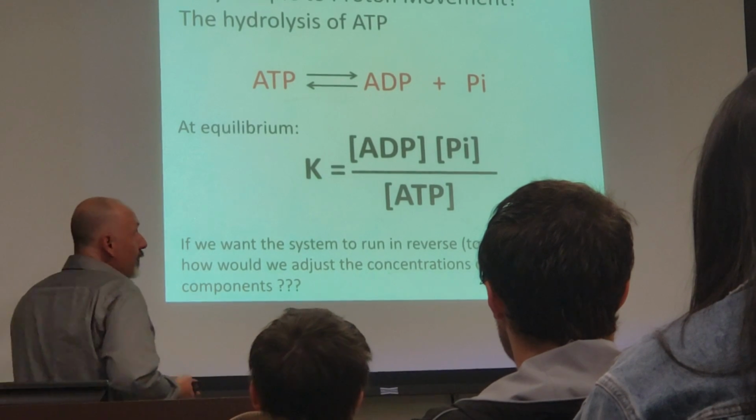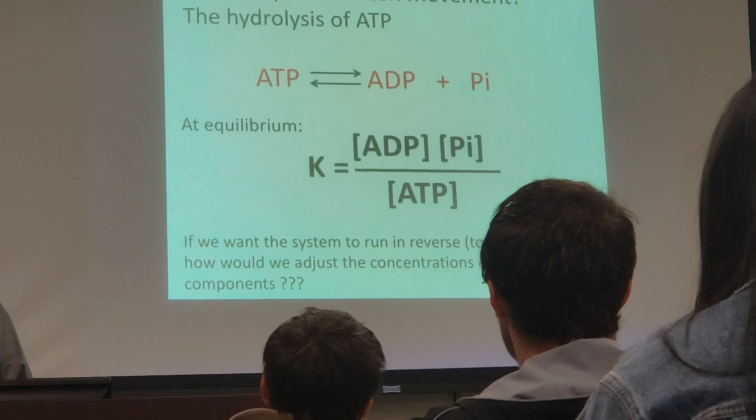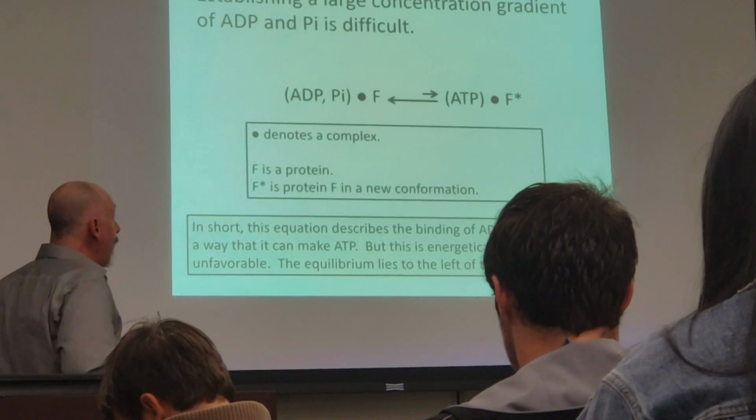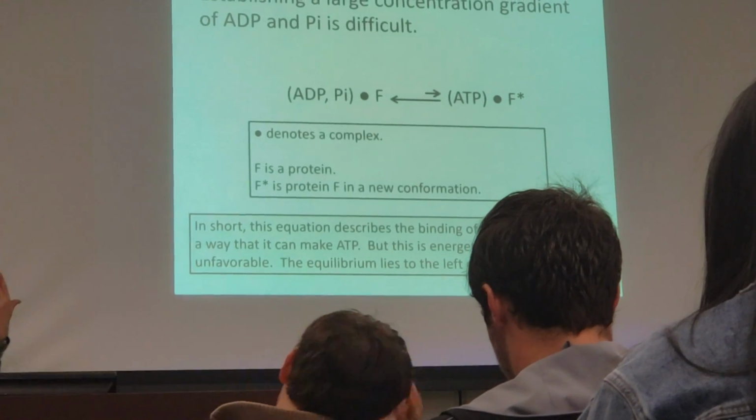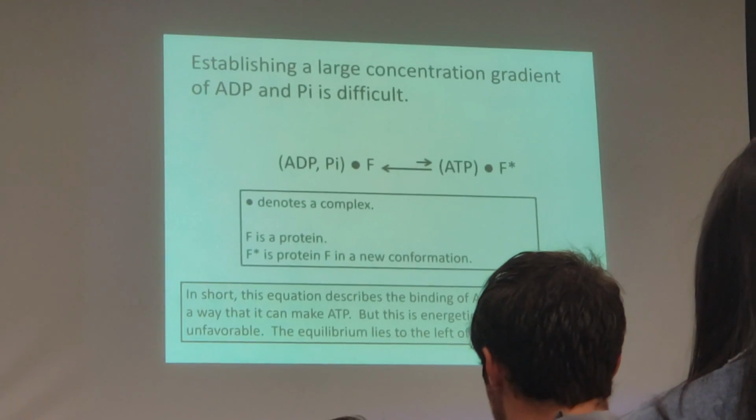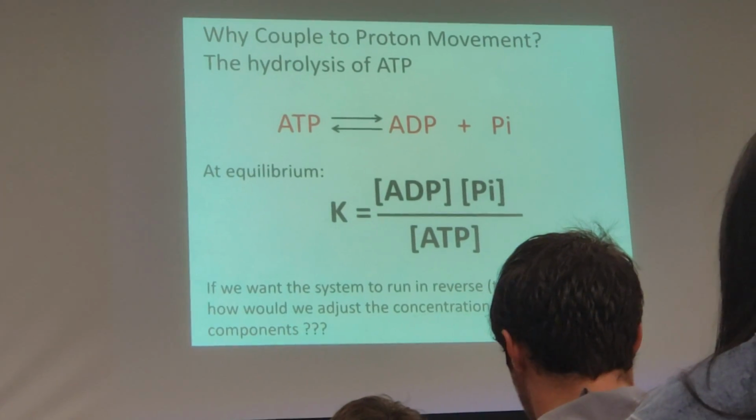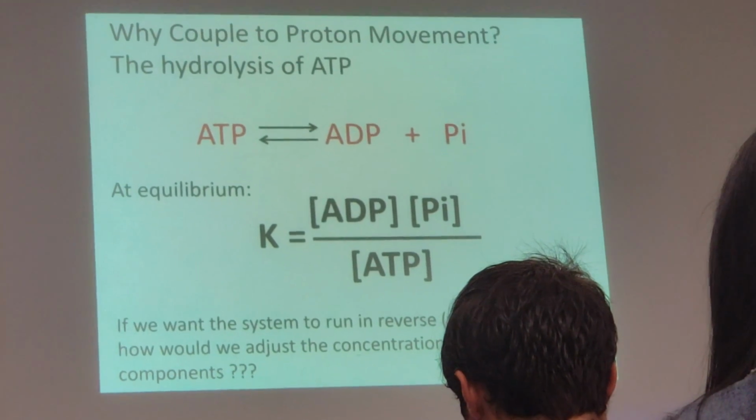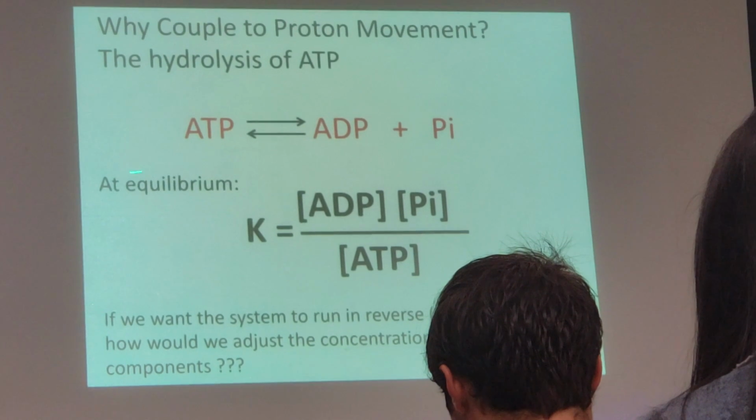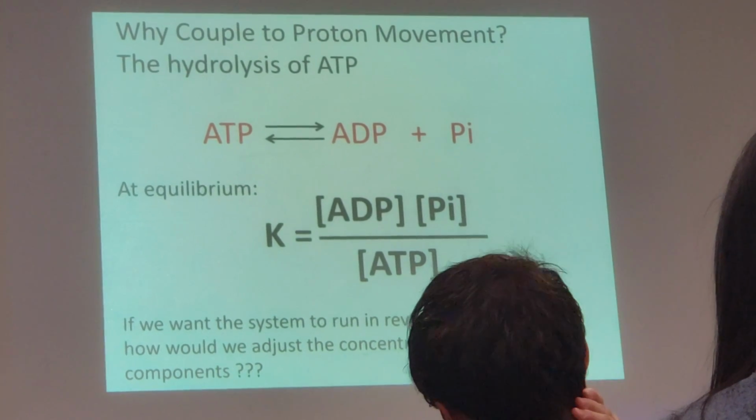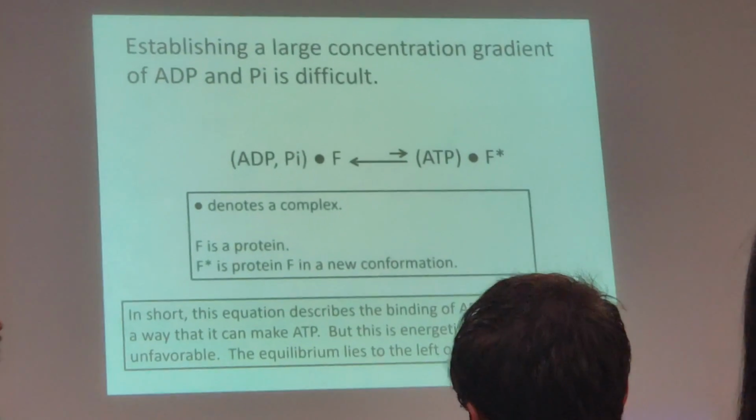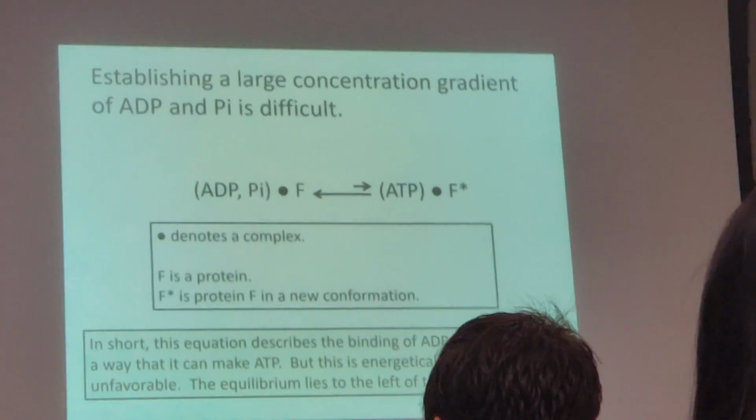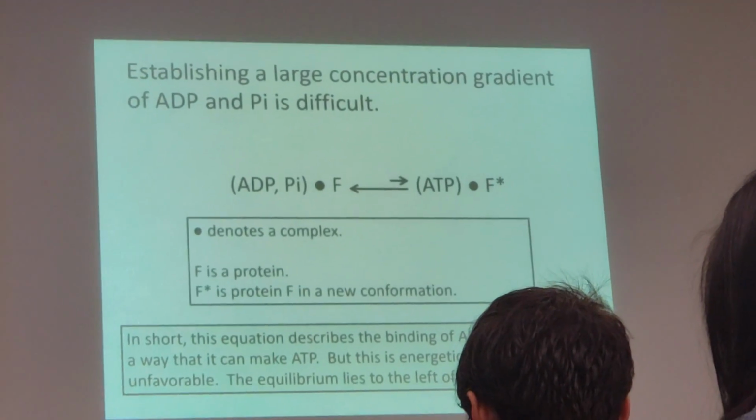Remember, as an internal check when you keep doing these problems, make sure that the K values actually make sense in terms of whether it's energetically favorable or disfavorable. If I want to establish a large concentration of ADP and Pi, that's essentially what I want to do to run this thing in reverse. But that's not intrinsically easy, given that minus 30 kilojoules per mole going to the right. There's a way to do that, and the way is this idea of coupling it with protons. This is generally how we get around that problem.